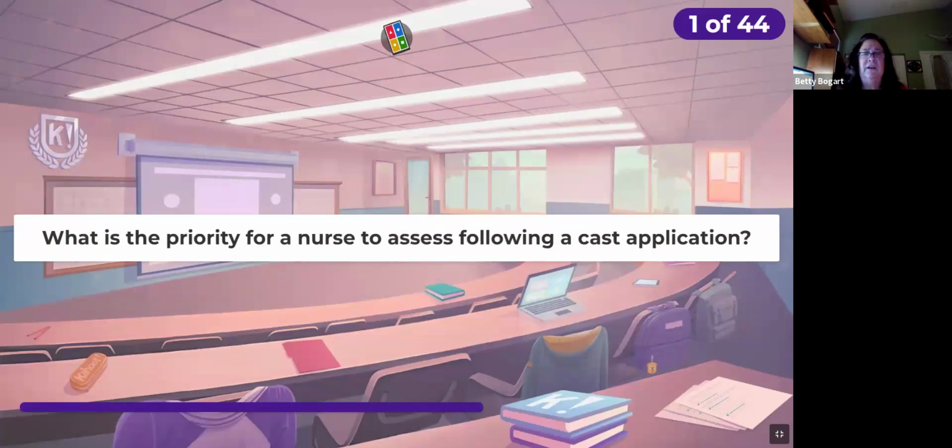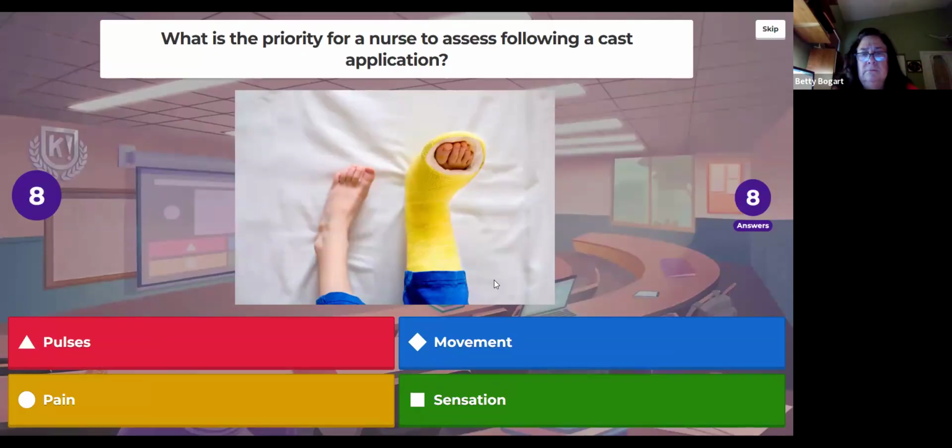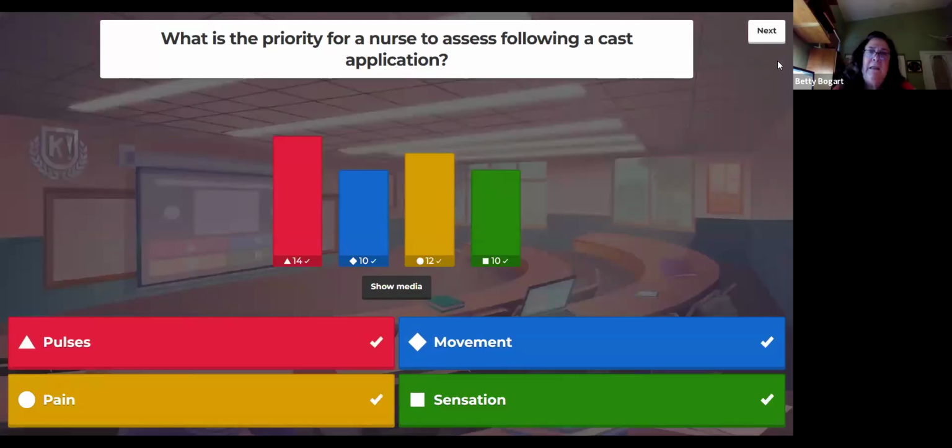What is the priority for a nurse to assess following a cast application? So remember the 6 P's, right? Very important concept. Pain, pulselessness, movement, paresthesia, pressure. Those things are very important that we check, and we also teach our children and our parents.